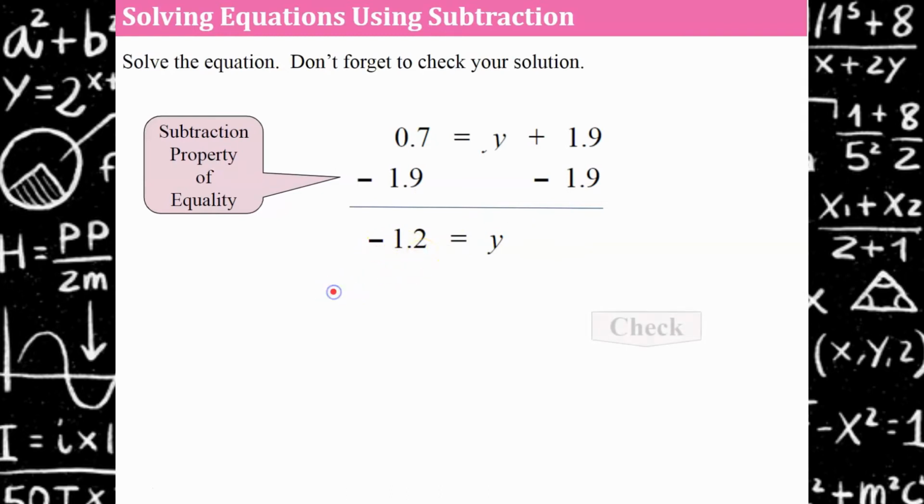Let's check. To check, I'm going to take my solution, negative 1.2, and go back to my original equation and replace y with that value. You can see this is where y was, and I've replaced y with negative 1.2. Now negative 1.2 plus 1.9 is 0.7. Statement of equality, it checks.